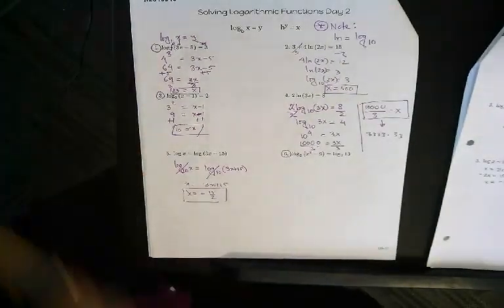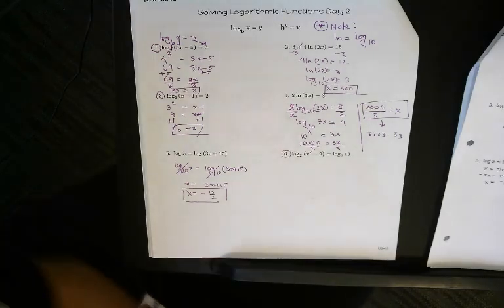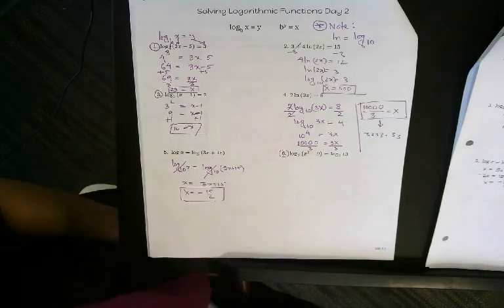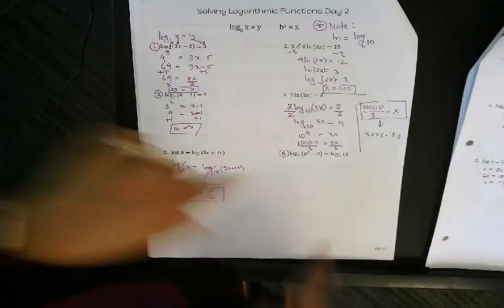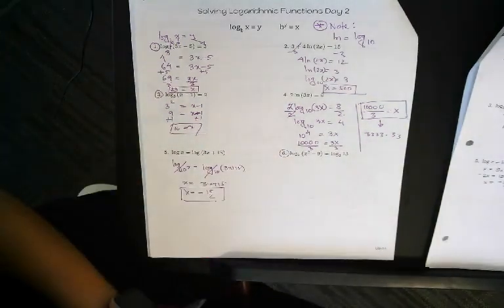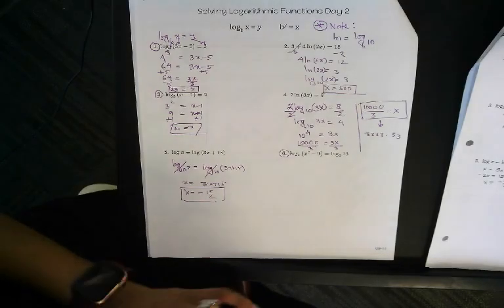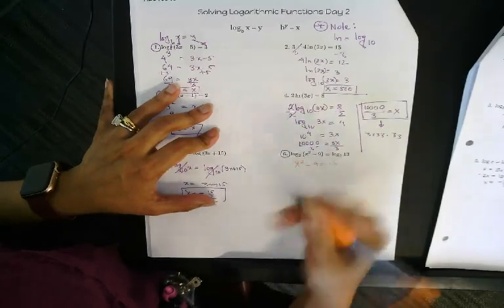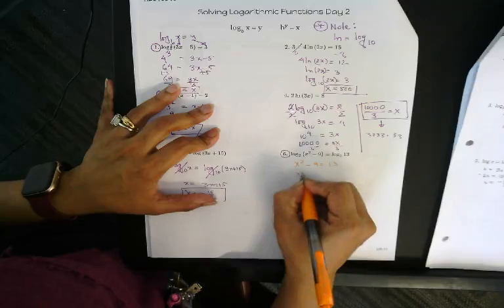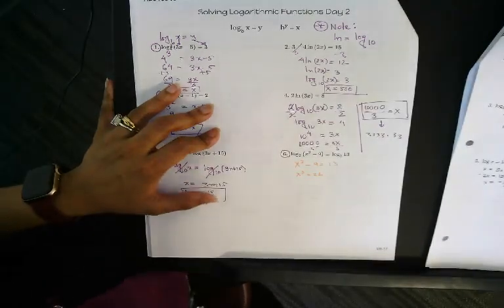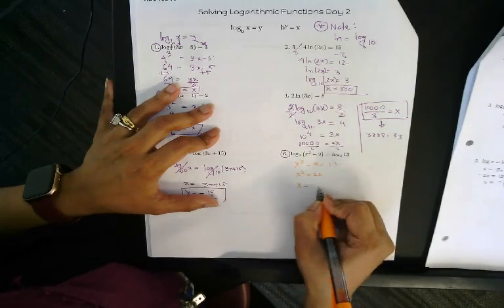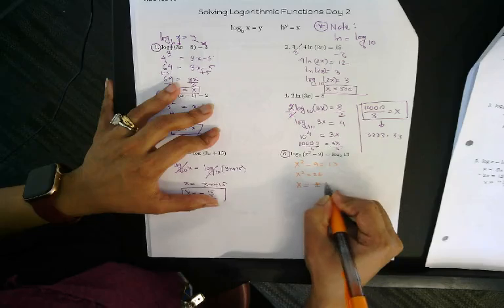Do number 6. I'm giving you a minute. All right. So for this one, I can get rid of the log from both sides. They have the same base. Now x squared minus 9 is going to be equal to 13. You add 3 on both sides. It's going to be x squared equal to 22. Now what should I do? So let's square root on both sides. x is going to be equal to plus and minus square root of 22.